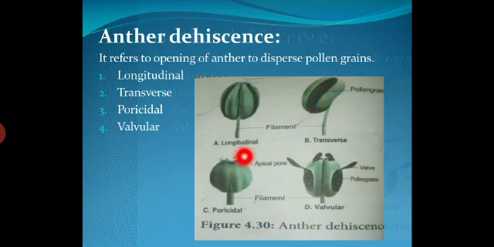Third one, the poricidal dehiscence. In poricidal dehiscence, the anther dehisces through a pore at one end of the theca. For example, solanum, potato and brinjal.